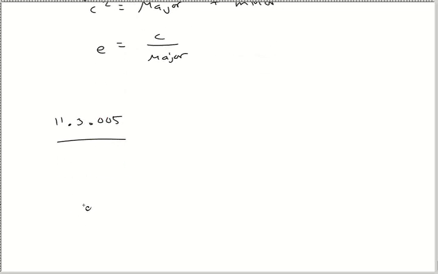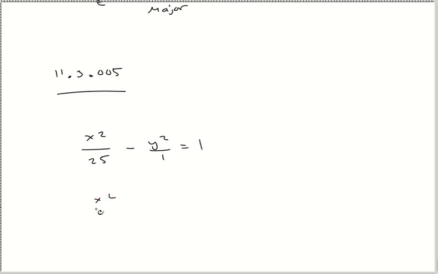So 11.3.005. I got x squared over 25 minus y squared over 1 is equal to 1. Notice that when I rewrite them as squares, that's 5 squared, that's 1 squared. Why did I put a 1 up there? I don't know. Okay, anyways. This is definitely the major, not because it's the bigger one, kinda. I mean, it is the bigger one. But because it's the positive one. This is always going to be your minor over on this side.